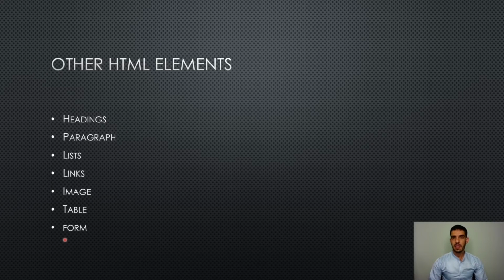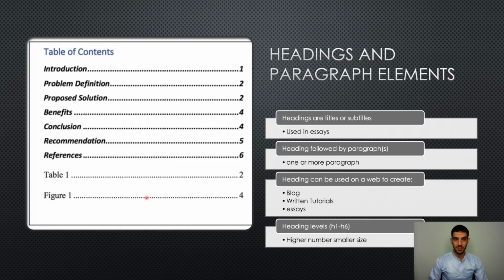There are other elements in an HTML page, such as headings, paragraph, list, links, image, table, form, and much more. When we're talking about headings, we are talking about titles or subtitles in your web page. Imagine that you are writing an essay, and in the essay, you classify it into a title of the essay, and then an introduction, a problem statement, and you have other titles there. So the heading tags will be used to highlight these subtitles, right?